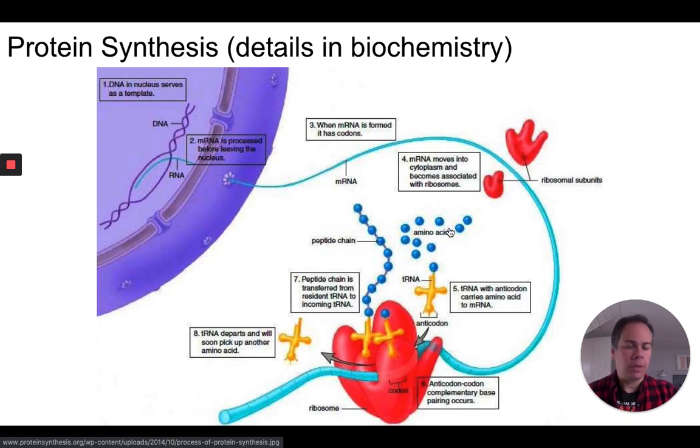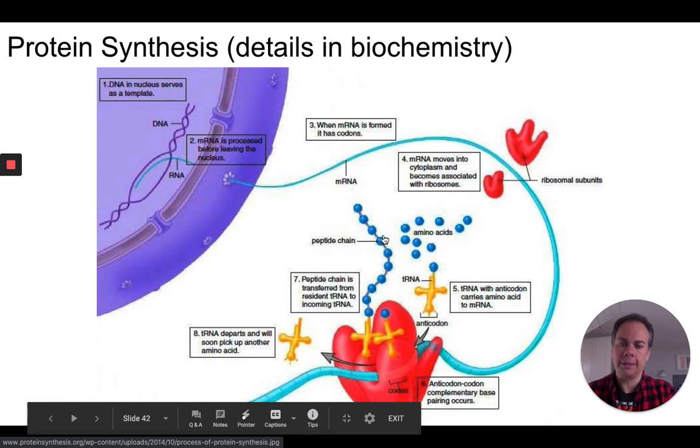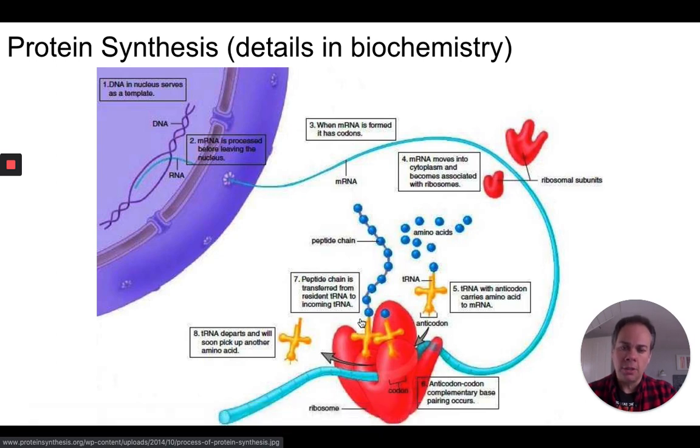There are about 20 different amino acids that go into making human proteins. And so the transfer RNA brings in the correct combination of those amino acids, and they get linked up in sequence until eventually the protein is complete and is released and then folds up into its final shape.